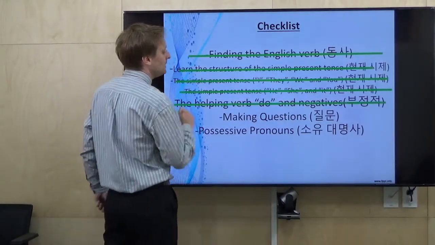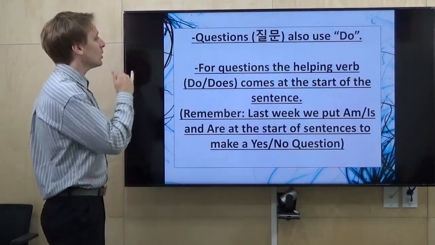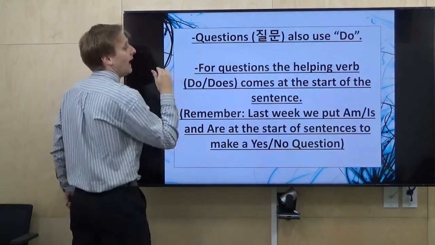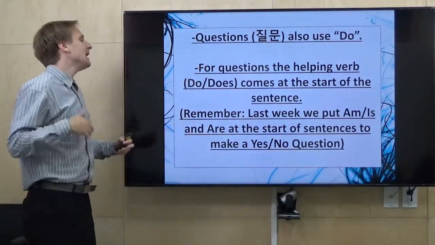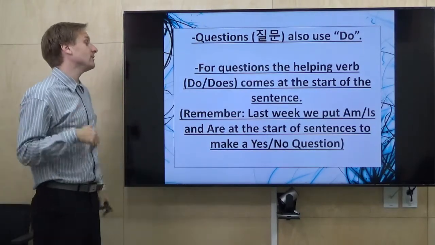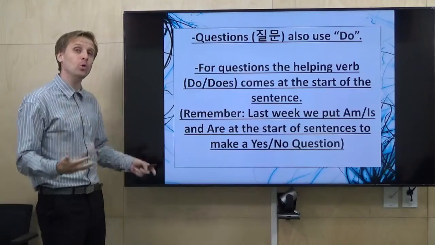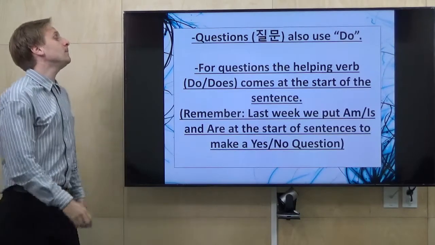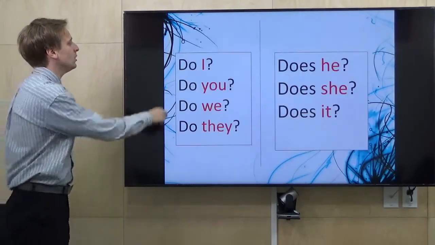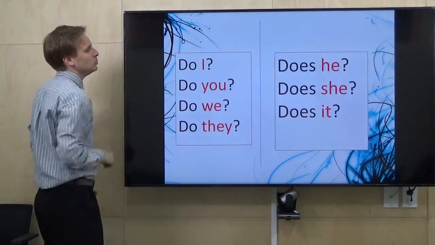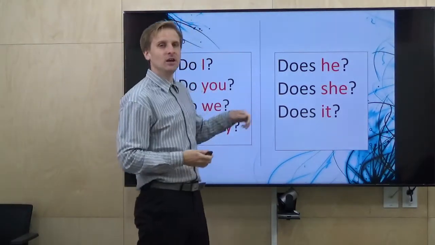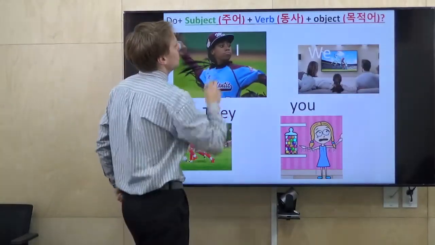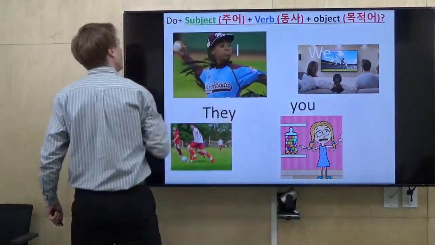Now let's try making questions. For questions, we will still use do. This time it will be do and does at the start of the sentence. Remember, last week we put am, is, and are at the start of sentences to make yes-no questions. This time we will do the same, but in the present tense. Okay? So, do I, do you, do we, do they? Does he, does she, does it? Alright? Do, subject, verb, object. So here, what would the question be?